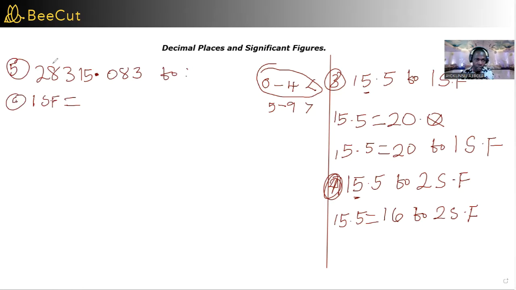If this is 8,000, what is this? 8,000. And what is this 3? 300. And what is this 1? 10. And what is this? Just 5. And what is this? That is 0.0. This is 0.08 and this is 0.03. So the highest is what? 2. The highest is 2.